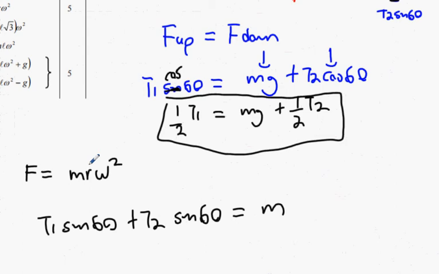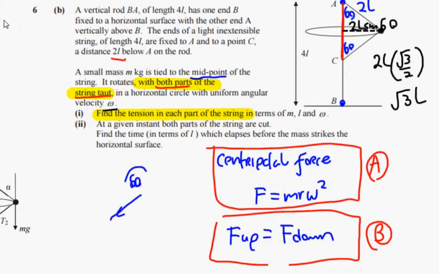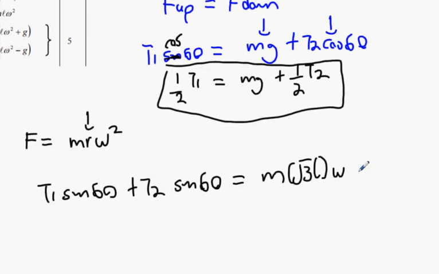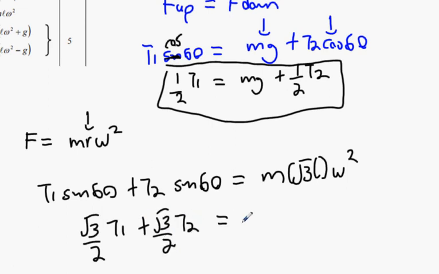So m r is going to be root 3L times omega squared. Does it give us omega? No. Omega squared. Okay. What's T1 sine 60? Root 3 over 2 T1 plus root 3 over 2 T2 equals root 3 m L omega squared.